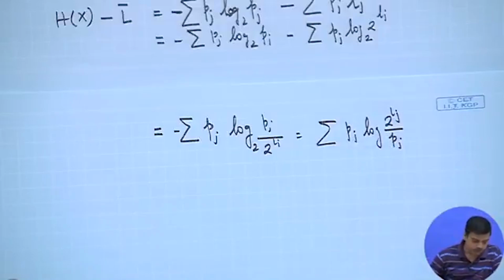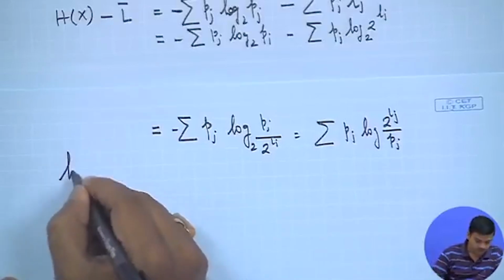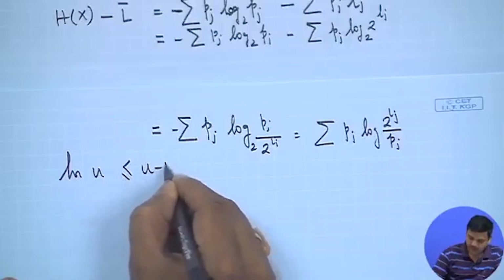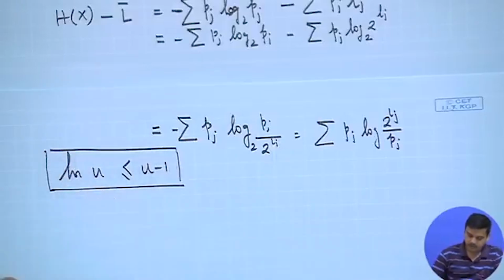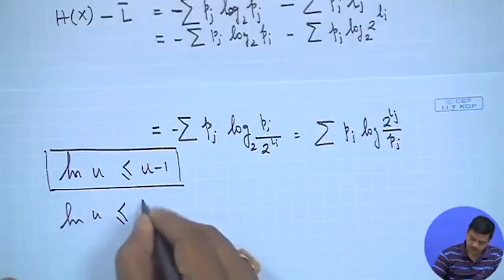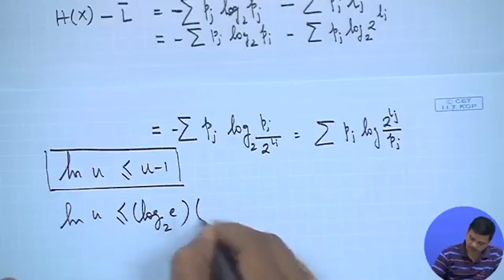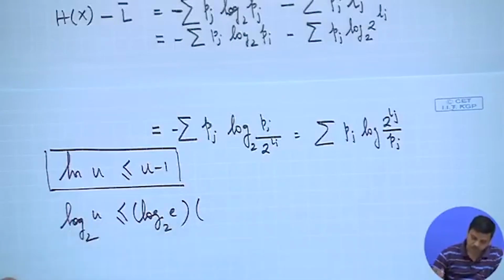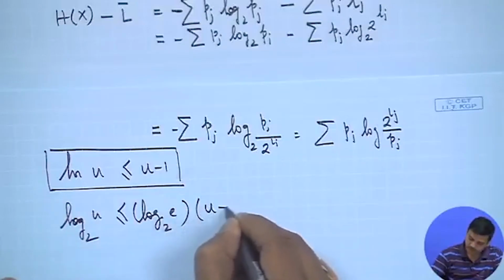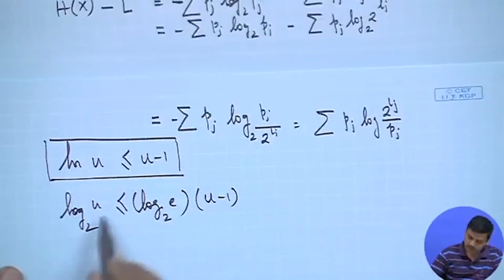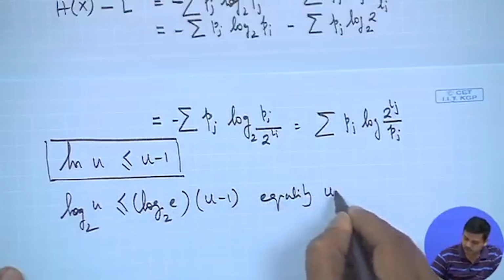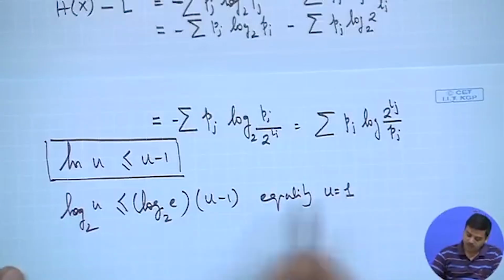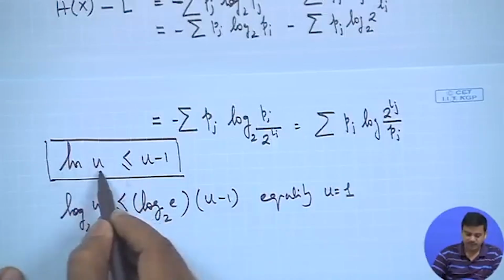At this point one has to use an important result which says that ln of u is less than or equal to u minus 1. Now, this can be graphically understood also, but at this point we will not go into that. So, you could write log base 2 of u is less than or equal to log base 2 of E times u minus 1, and this equality holds only for u equal to 1. When u is equal to 1, you can clearly see the right hand side is 0 and the left hand side is also equal to 0.